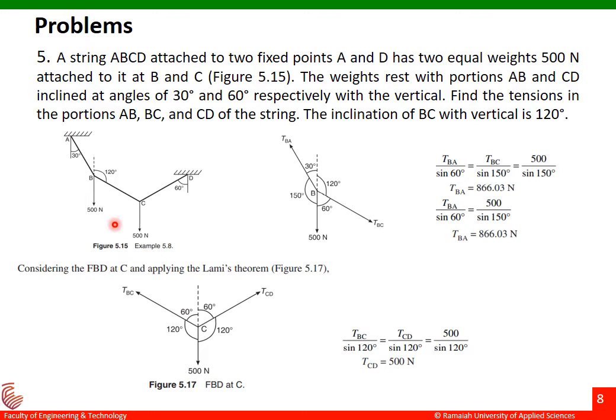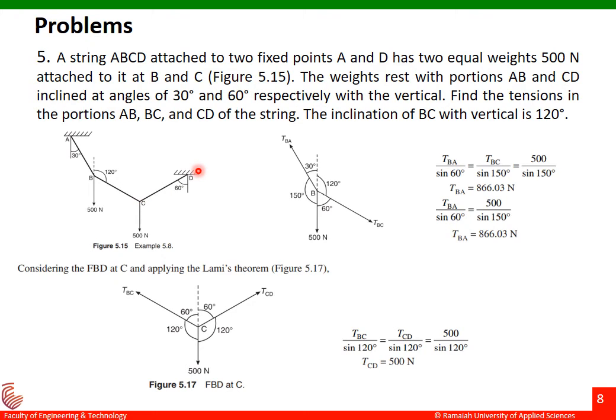Fine. Next one, the weights rest with portion AB and CD, inclined at angles of 30 degrees and 60 degrees. You can see this AB is inclined with respect to vertical at 30 degrees and CD is inclined with respect to vertical at 60 degrees. What we have to find out is the tension in AB, BC and then CD there.